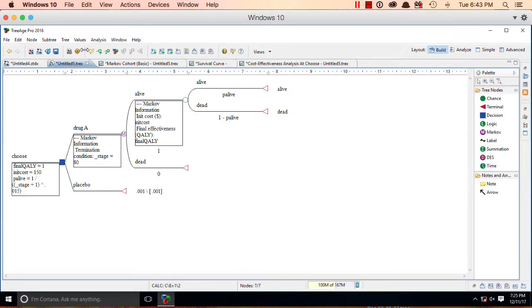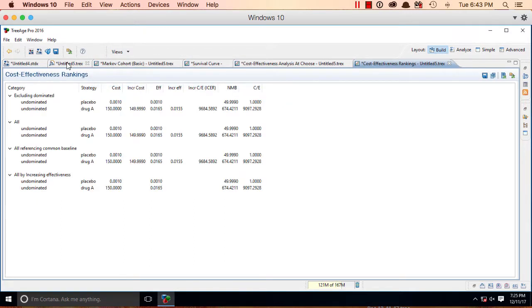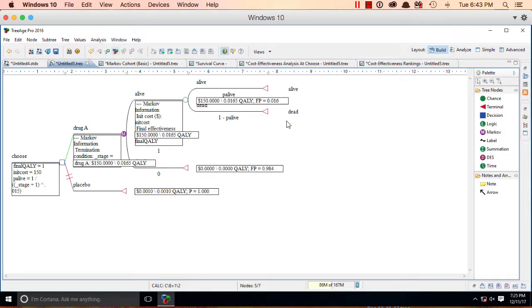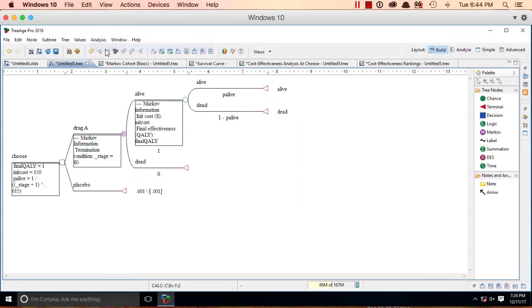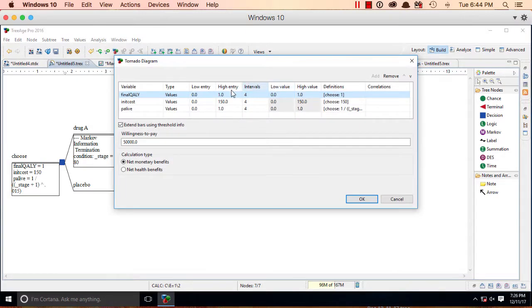So remember, we have to decide whether it's cost effective to scale up the supply curve, spend more money per quality, and switch from a placebo to drug A. And here we see that it is. Remember, the net monetary benefit of drug A is higher than the net monetary benefit of the placebo, so we choose drug A over the placebo. It shows here it chooses drug A, highlights that in green, snips off the placebo. We say that drug A is cost effective compared to the placebo, given that the willingness to pay was $50,000 per quality.